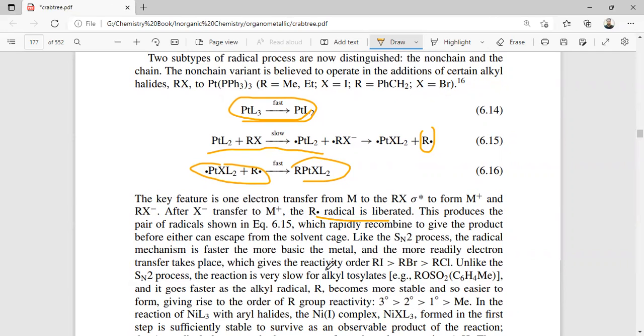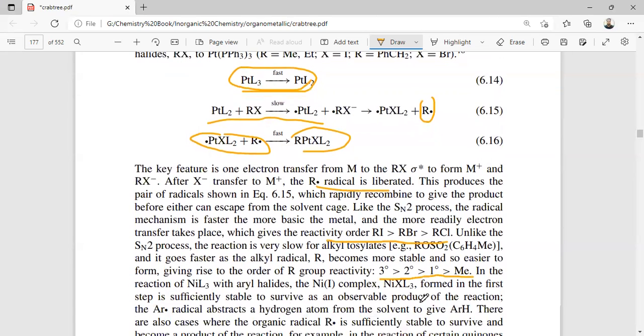So that gives the reactivity order of alkyl iodide and alkyl chloride. Unlike the SN2 process, the reaction is very slow for alkyl tosylate. It goes faster as the alkyl radical becomes more stable, so easier to form, giving rise to the order of R group, methyl. So here for the radical mechanism, the more stable the radical, the faster the reaction. So the tertiary carbon will be more stable and easier to form.